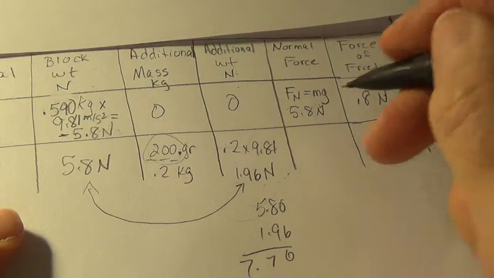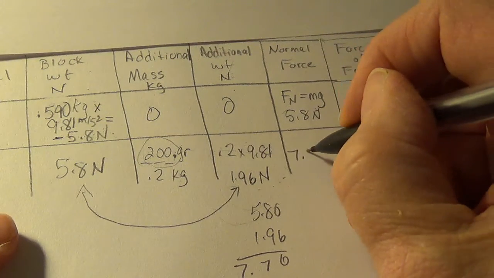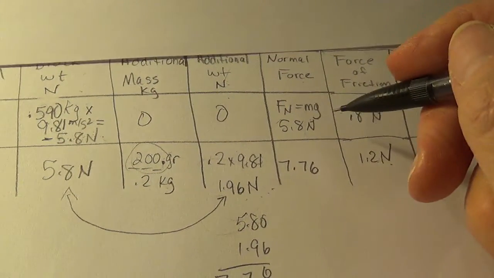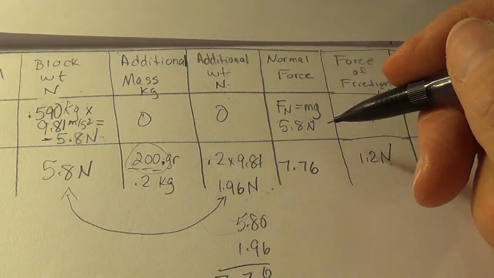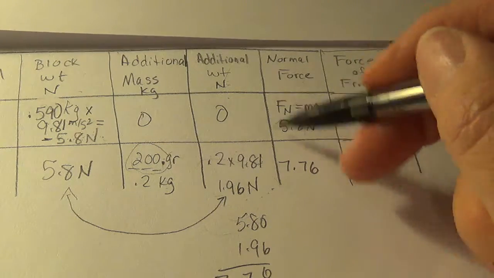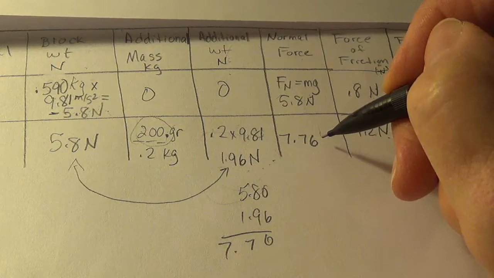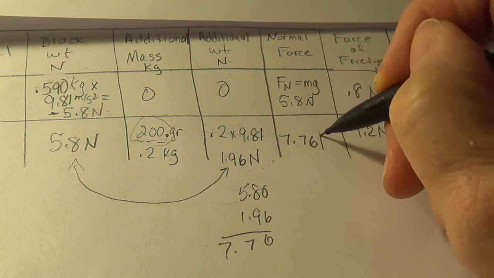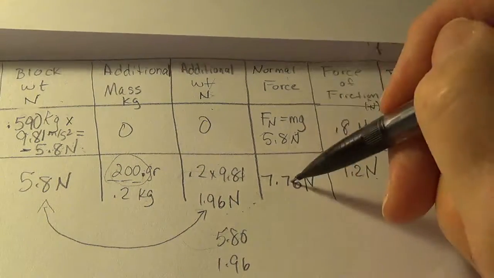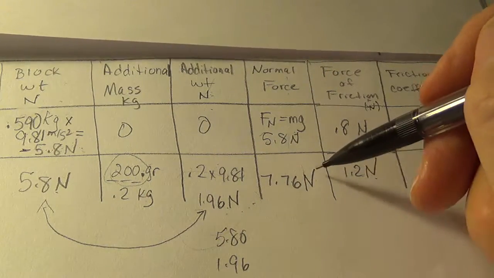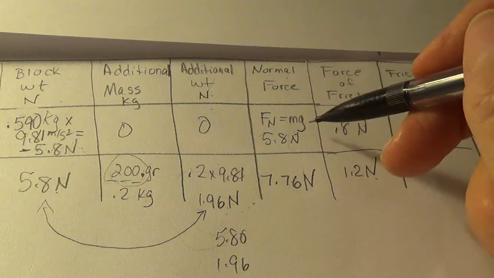Say 7.76, if we're allowed to work in 3 sig figs, if that's working out for you in reading all the instruments. So you're reading them to 3 sig figs, you can use that. So say we're up to 7.76 newtons, and that's the normal force. I added these two, and I know that the weight downward is countered by force normal upward.